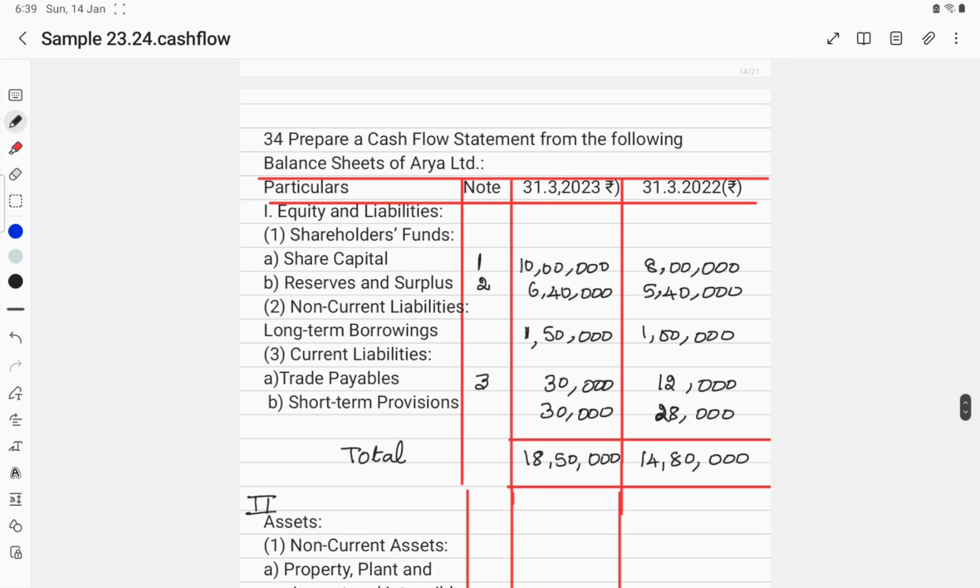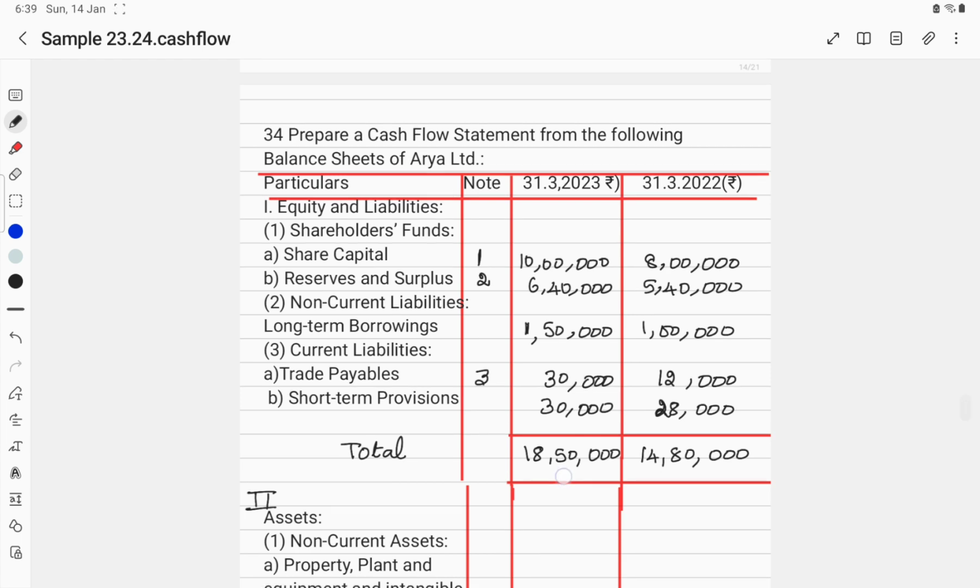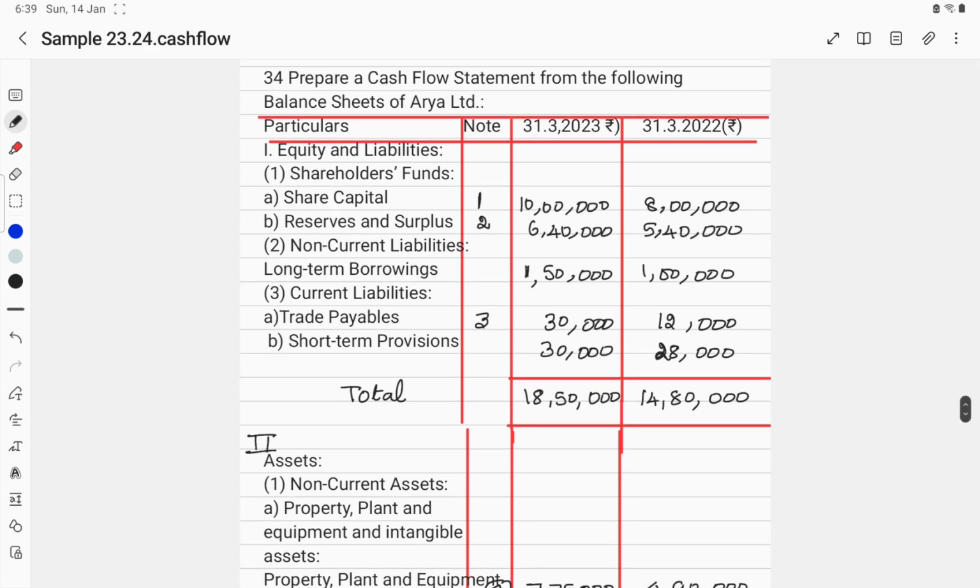Question number 34. Prepare a cash flow statement from the following balance sheet of Arya Limited. Particulars, note number, year 31/3/23 and 31/3/22. 1. Equity and liabilities, shareholders' funds. Share capital 10 lakhs, 8 lakhs. Reserves and surplus 6 lakhs 40,000, 5 lakh 40,000.